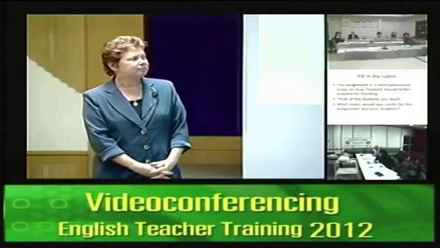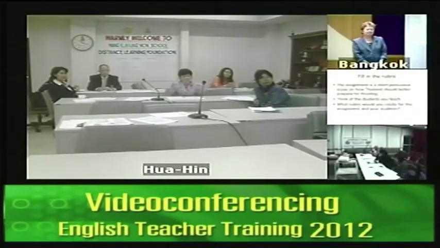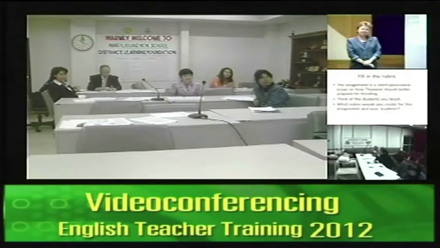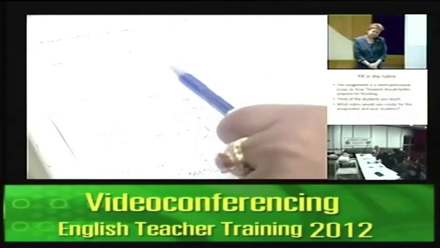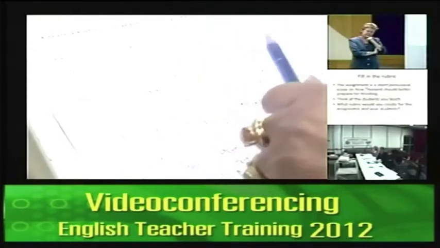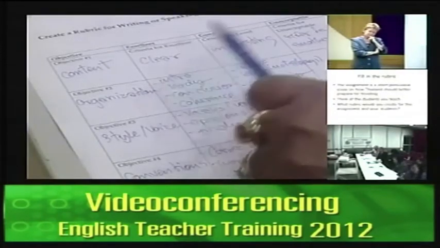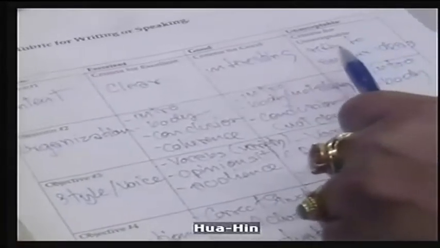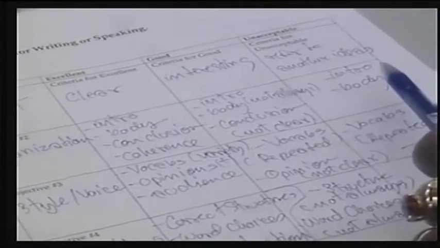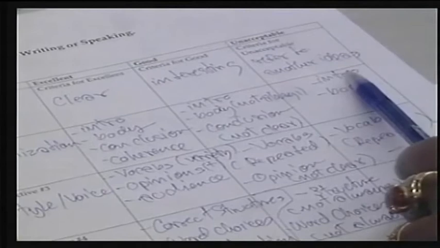Good morning, Ajahn Marty. Okay, from Hua Hin, we created a rubric for speaking. Objective one is content. Excellent: we should think about clear and good, interesting content or topic, and unacceptable refers to other ideas, where we don't know exactly what idea the writer wants to show. Objective two is organization. Excellent: good introduction, body, and conclusion, a complete conclusion, and we have the coherence.